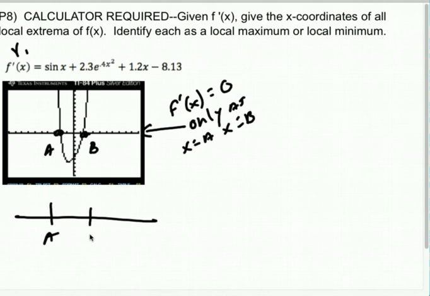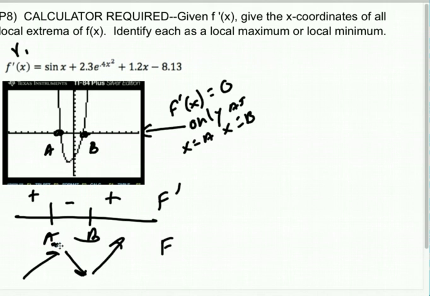If you need to make this sign chart, it's fine. F prime is physically above the axis, so it's positive. Then it's physically below the axis, so it's negative, and then it's physically above the x-axis again, so it's positive, which means that what f is doing is going up, down, up. So this is a max, this is a min, and that's all I've got.